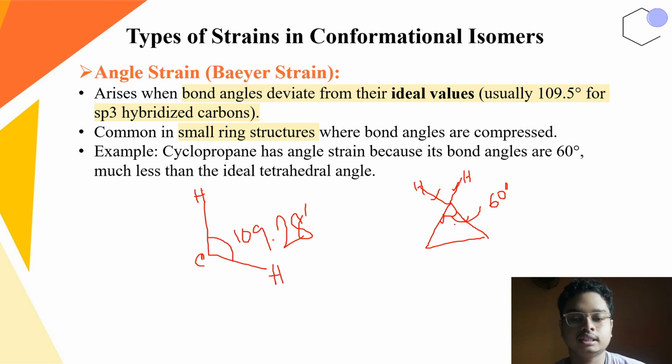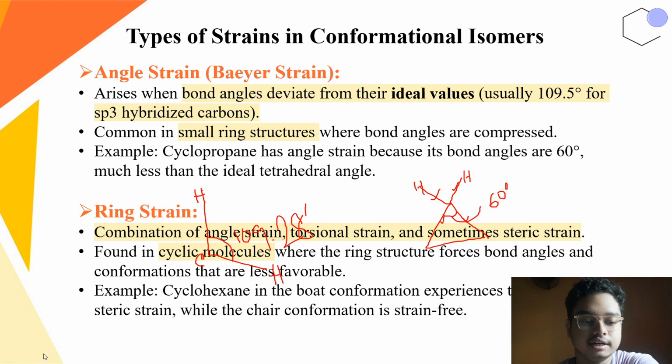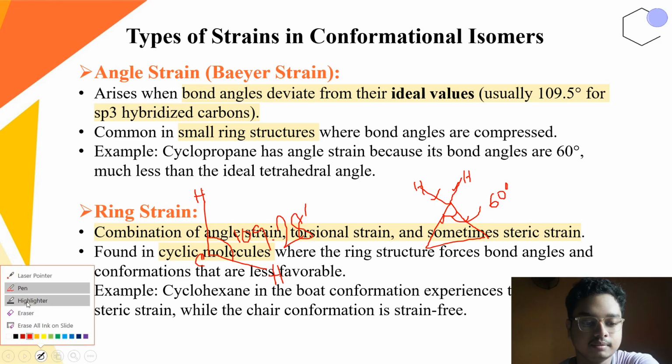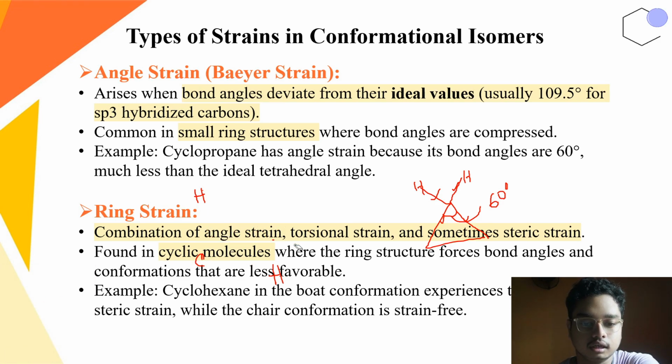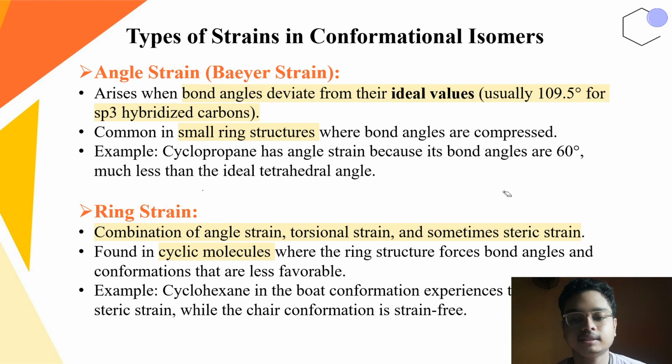That particular strain is called angle strain. It's not only present in this particular molecule; in fact, cyclobutane and similar rings also contain this type of angle strain. And there is another strain, that is called ring strain. Ring strain is nothing but a mixture of the previous three strains: angle strain, torsion strain, and sometimes steric strain.